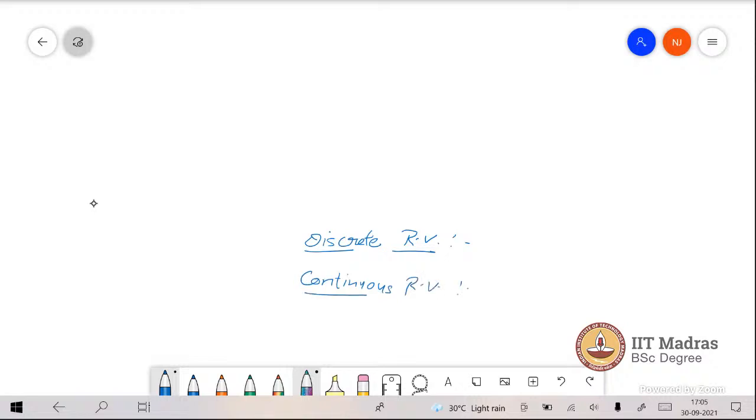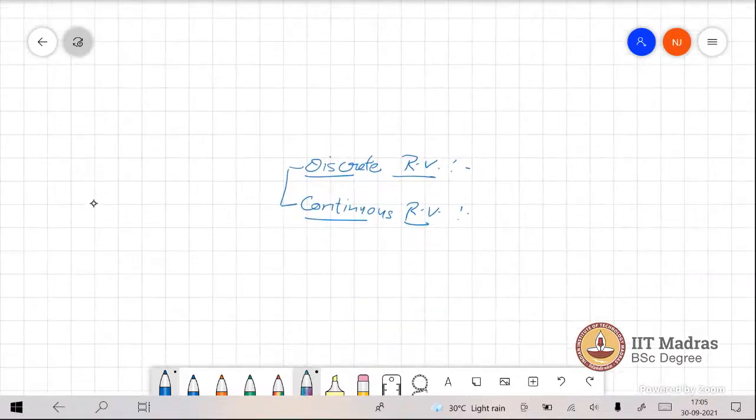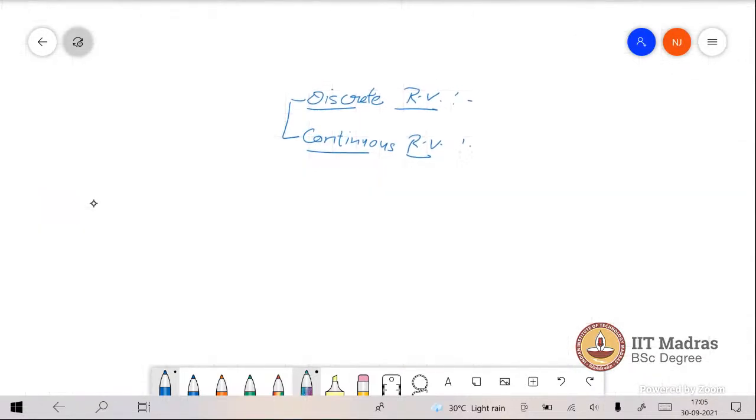This is one way to distinguish between discrete and continuous random variables, but this is not the technical definition. The idea is very simple. If x takes finite values or countable values, that is, if the range of x is countable, then it is a discrete random variable. If it's not countable, or say uncountable, then the range is uncountable and it is a continuous random variable.